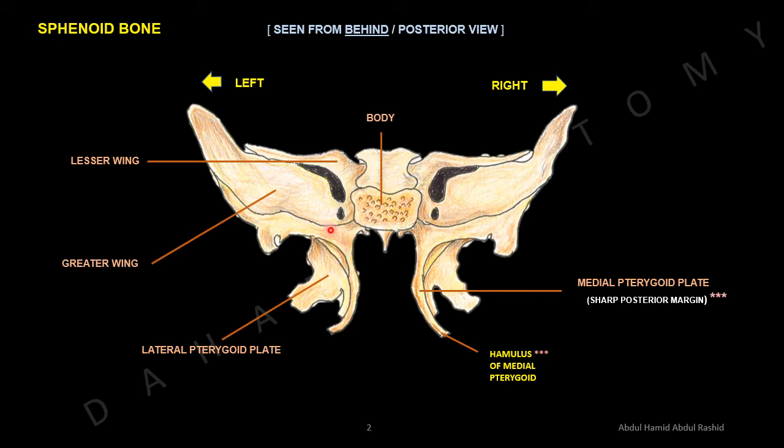These are the medial and lateral pterygoid plates. Medial pterygoid plates: this is the posterior sharp border of the medial pterygoid plates. When you come down to its lower end, there's a little process called the hamulus of the medial pterygoid plate.